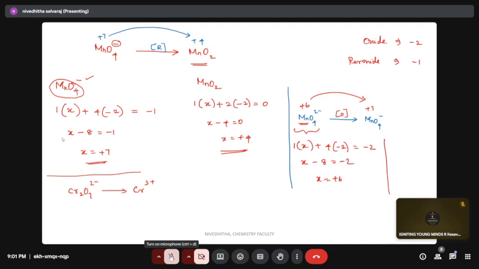On the left side, we have Cr2O7 2 minus, right? Find the oxidation state of chromium.